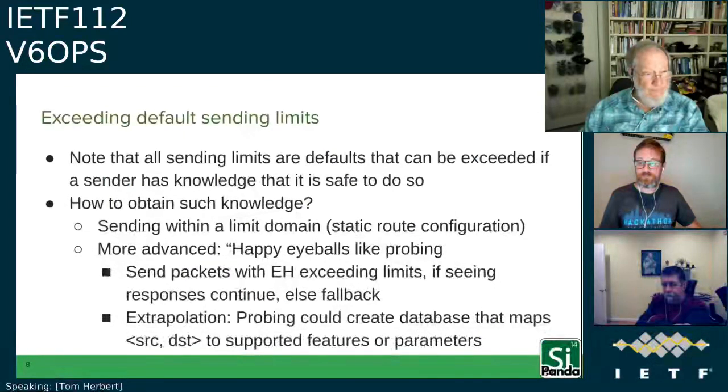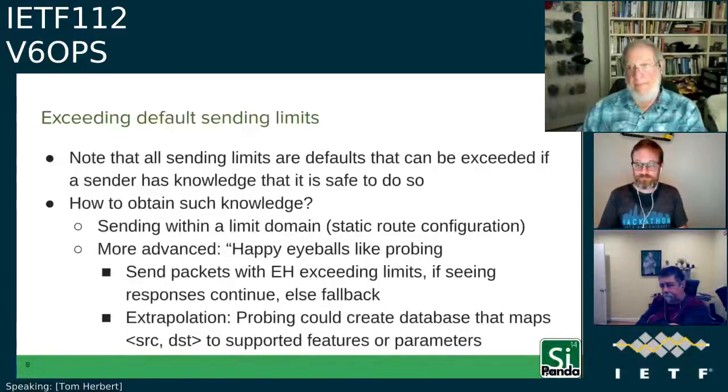The sender, as I mentioned, its limits are defaults. If it wants to exceed those, it has to know that it's safe to do so. The question is, how do you obtain that knowledge? So this actually came up in the last IETF when I presented. The obvious one is if we're sending within a limited domain, we would know this information. So static configuration. This is probably going to be the most prevalent use case for hop-by-hop options anyways. That seems like it should work pretty well.